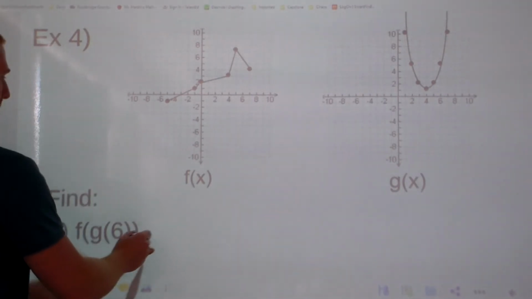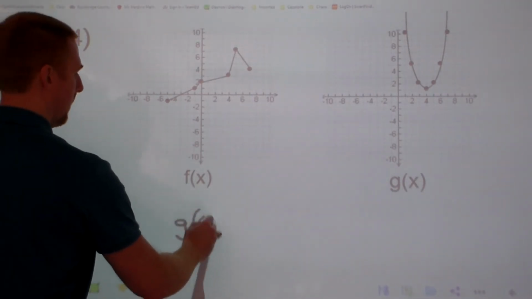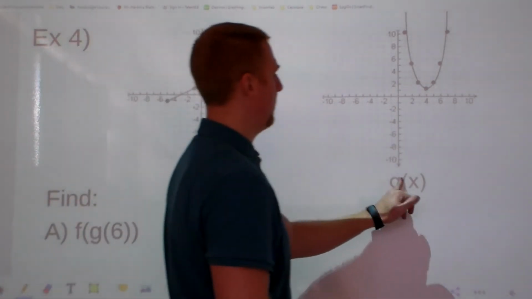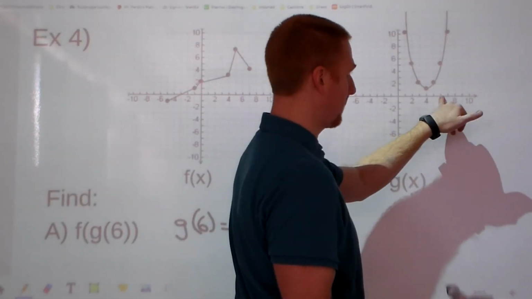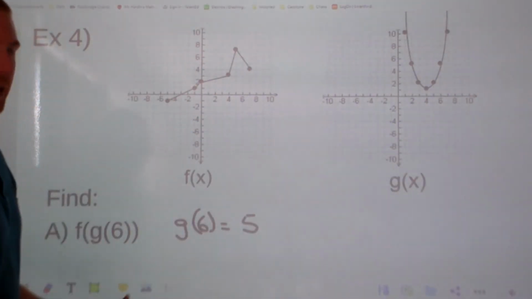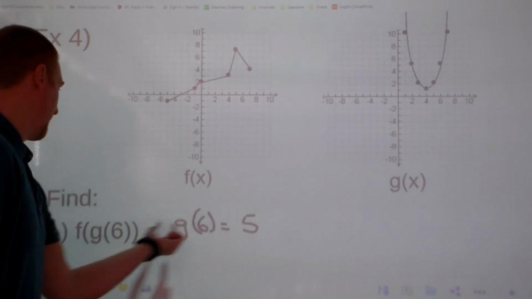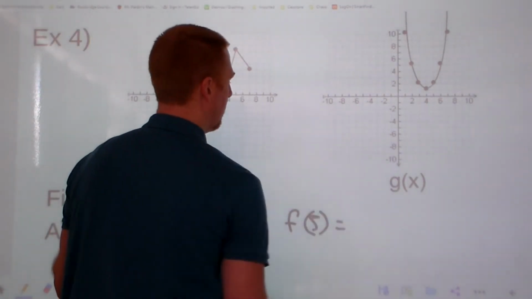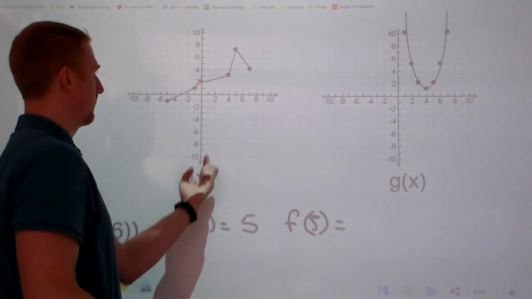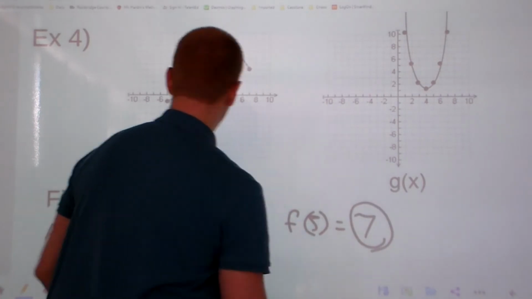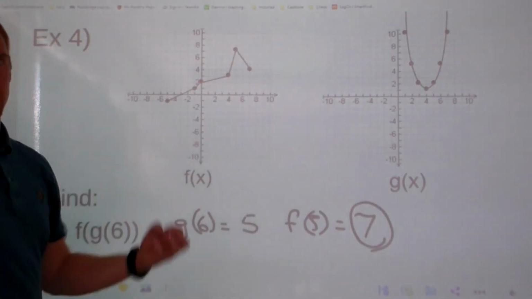So I'll start by doing g of 6, because I need to know what that equals to know what to plug in here. Well, g of 6, here's g, here's 6 as an x value. We're going to get 5 out for our y. Now that I know what g of 6 is, I'm going to replace g of 6 with 5. So I'm going to find f of 5. All right, well, here's our f function. Here's 5. The result is 7. So f of g of 6, the result is 7.